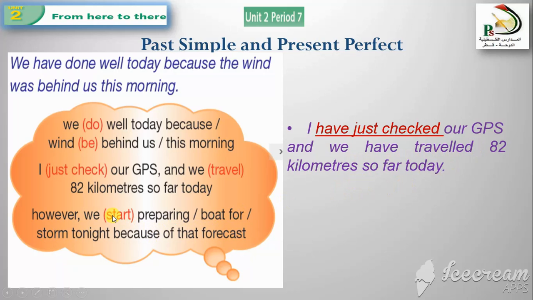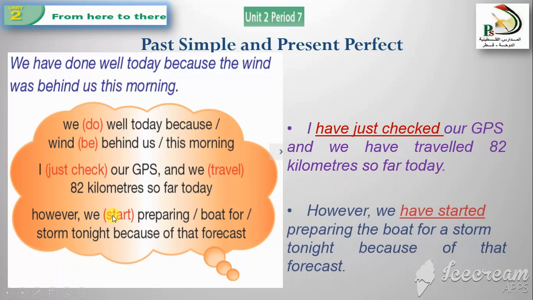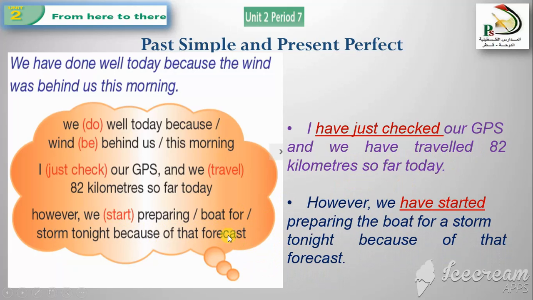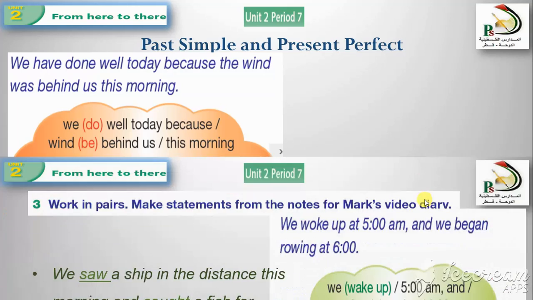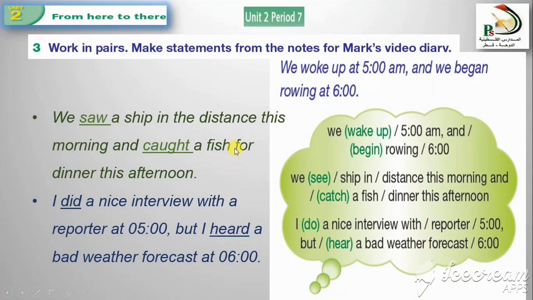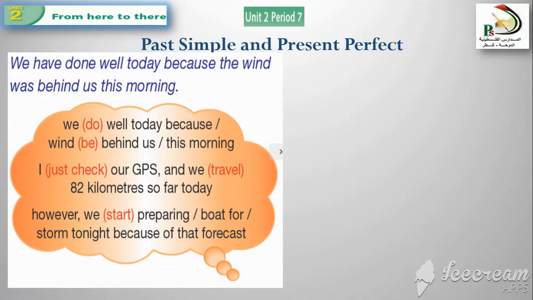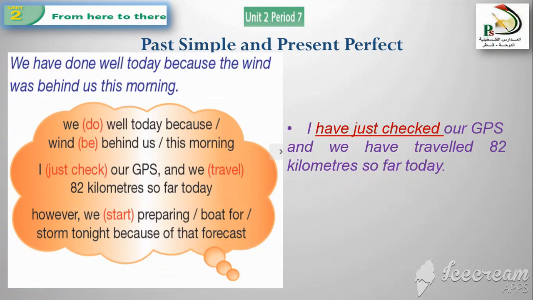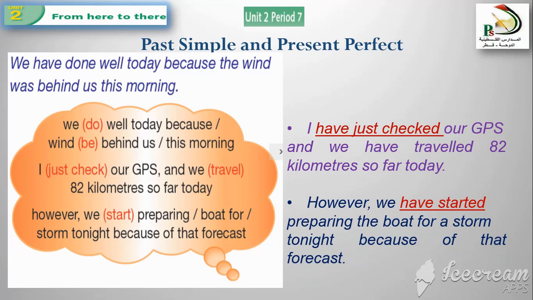However, we have started preparing the boat for a storm tonight because of that forecast. So those actions which are connected to the present, we change them into present perfect. But the actions which happened completely in the past, we used past simple. So this is the difference between present perfect and past simple. Solve these exercises in the notebook.